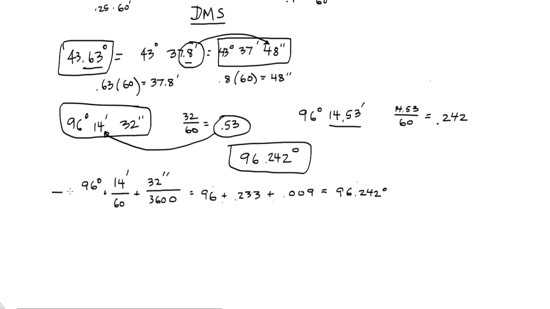I think this way is actually a little easier if you ask me. Just divide your minutes by 60, divide your seconds by 3,600, and add the answers together, and that will give you your fraction of a degree. And we've already talked about how to go from fractions of a degree to degrees, minutes, and seconds. Multiply by 60 the decimal part, and then take the decimal part of that answer and multiply by 60 again.